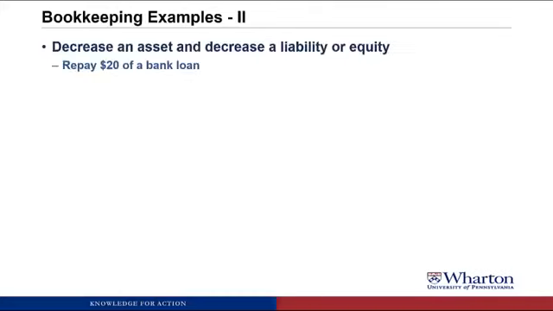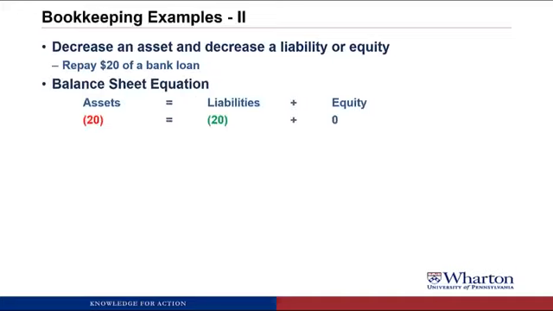Another example. Now let's look at decreasing an asset and decreasing a liability or owner's equity account. So here we're going to repay $20 of a bank loan. The accounts involved are cash and notes payable. Both are going down by 20. On the balance sheet equation, we would see assets go down by 20, that's the cash. Liabilities going down by 20, that's the notes payable, and there's no effect on equity.